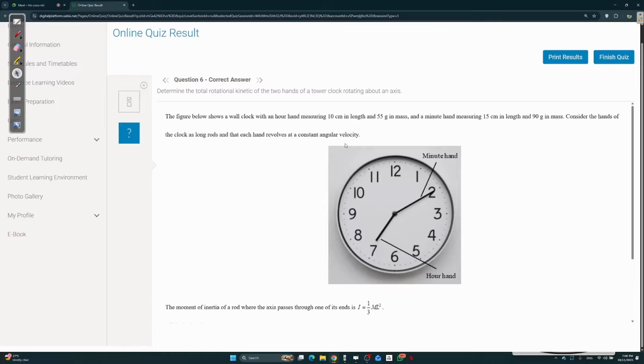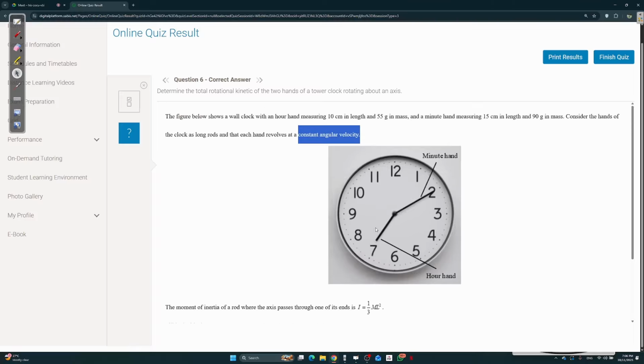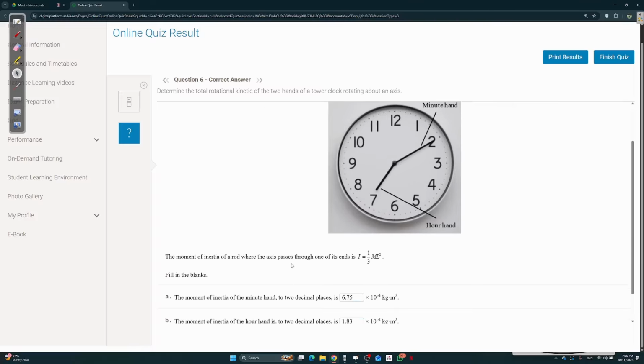The figure below shows a wall clock with an hour hand measuring 10 centimeters in length and 55 grams in mass, and the minute hand measuring 15 centimeters in length and 90 grams in mass. Consider the hands of the clock as long rods that each revolve at a constant angular velocity. The moment of inertia of a rod where the axis passes through one of its ends is 1/3 ml squared. What's the moment of inertia of the minute hand?